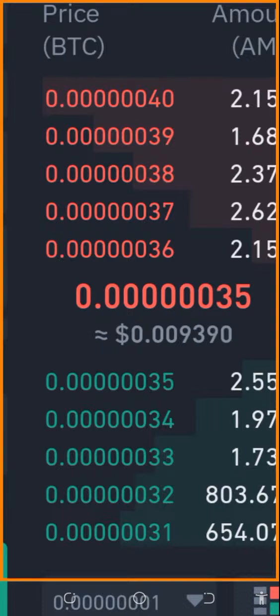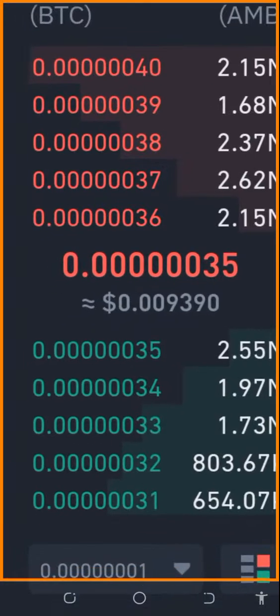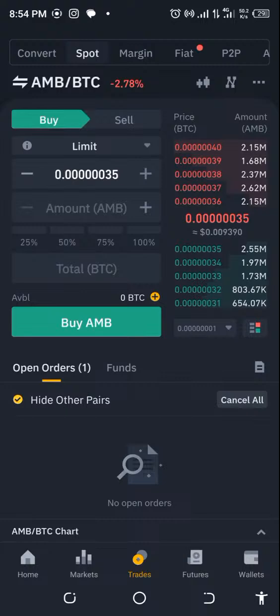But let's keep our fingers crossed, because I can see if we want to buy this really fast, we'll have to buy it at 0.0036. Let's try that out. We need to try this out to see whether we can get this sold immediately, or else we're going to be in this queue for like forever.